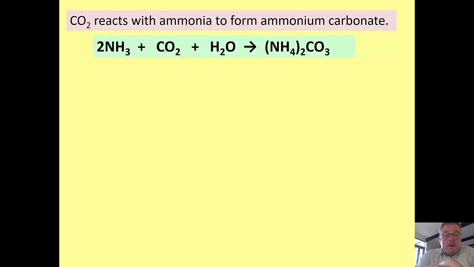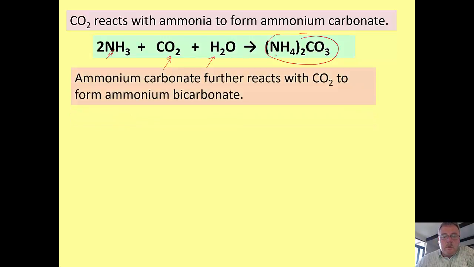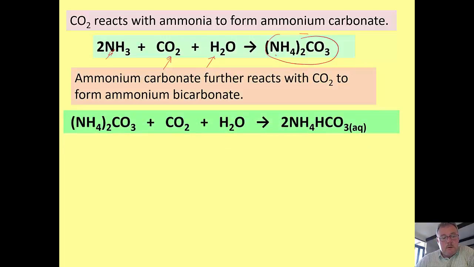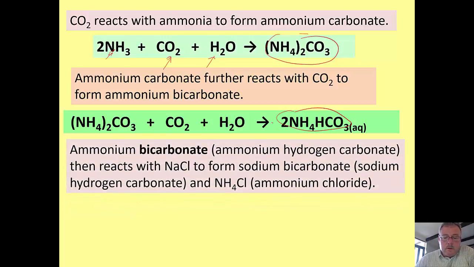Our ammonia reacts with the CO2 and some water to produce this intermediate stage, ammonium carbonate. The ammonium carbonate then reacts with more CO2 in the tower to produce our ammonium hydrogen carbonate, or ammonium bicarbonate. The bicarbonate is then reacted with the sodium chloride to produce sodium bicarbonate, which is NaHCO3, and our ammonium chloride.